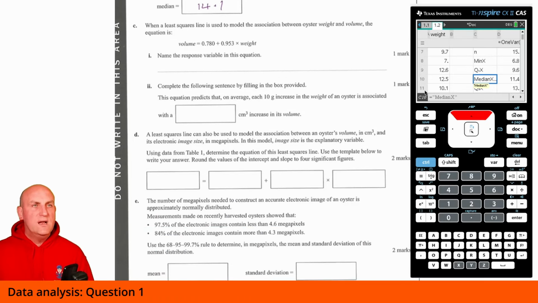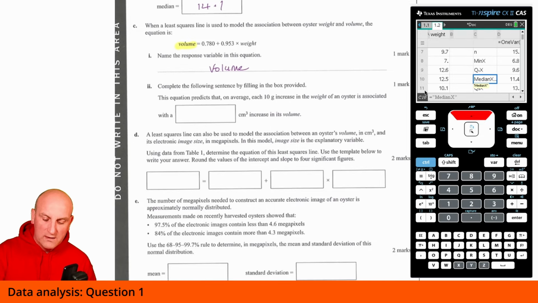Right, what's next? When a least squares line is used to model the association between weight and volume, the equation is given by that. Name the response variable. Okay, we like that one. The response variable, nice and easy. It's the one on the left-hand side of the equals. So I'm just going to put volume there.